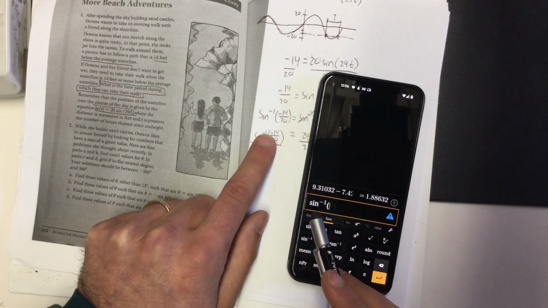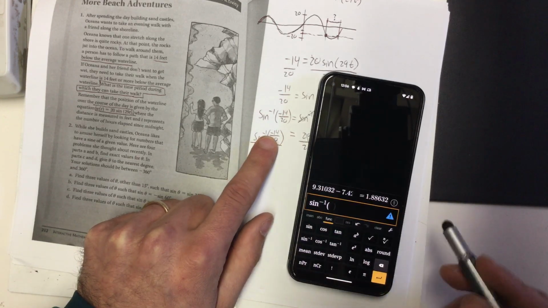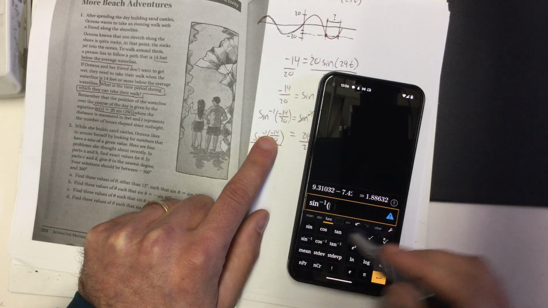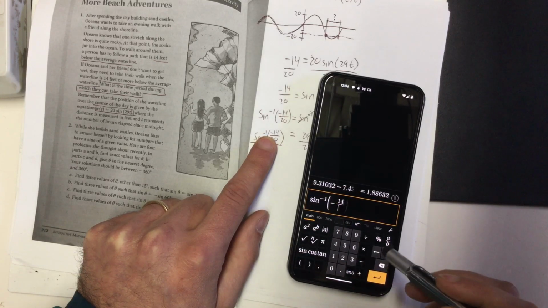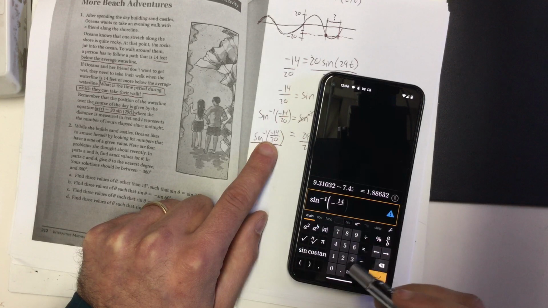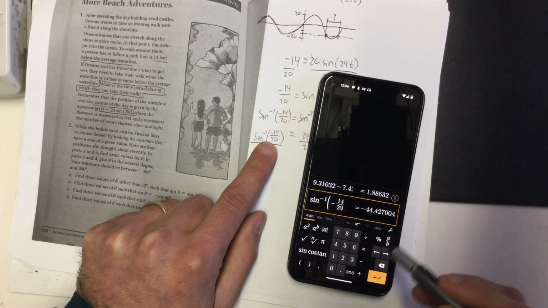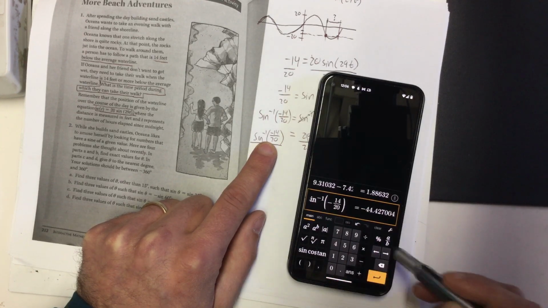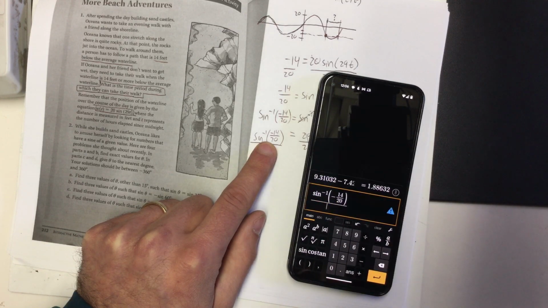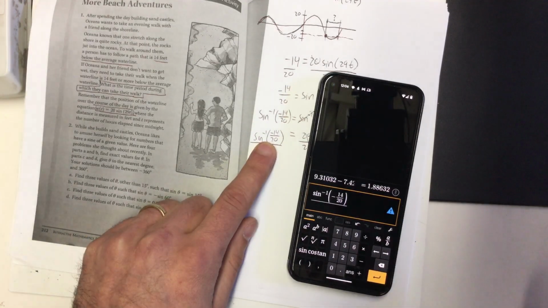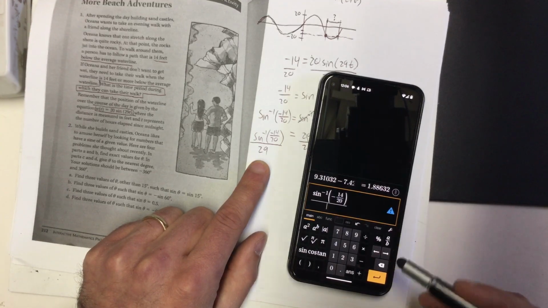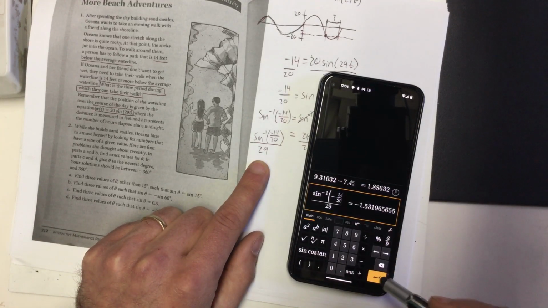Okay, so anyways, so there we go. So sine inverse of negative 14. Let's see, then back to main. Negative 14 divide by 20. And then close that. And then divide by 29. Boop, boop. And that's our answer.